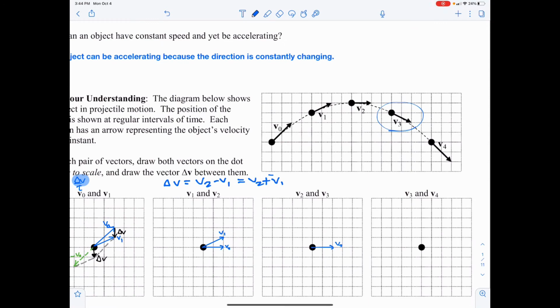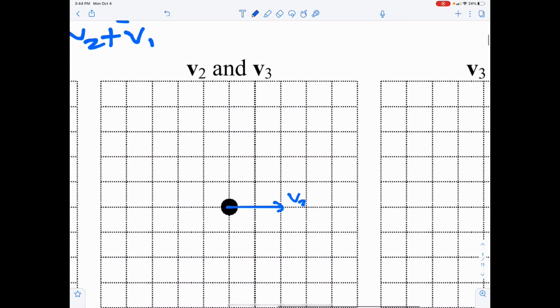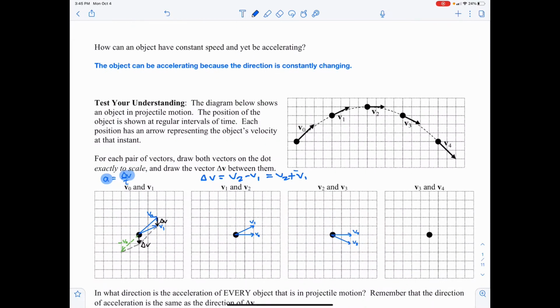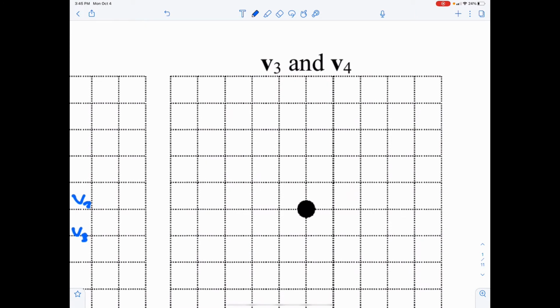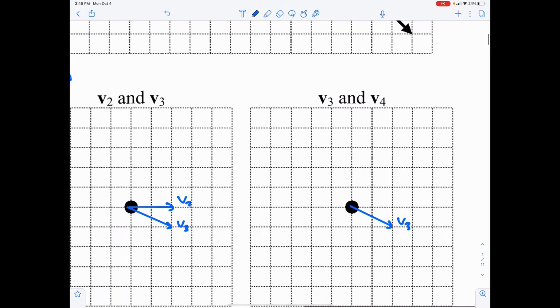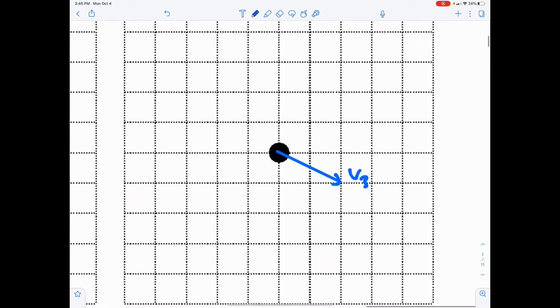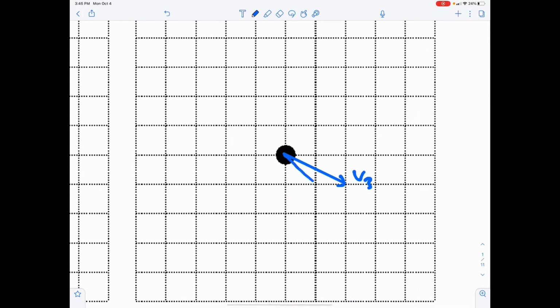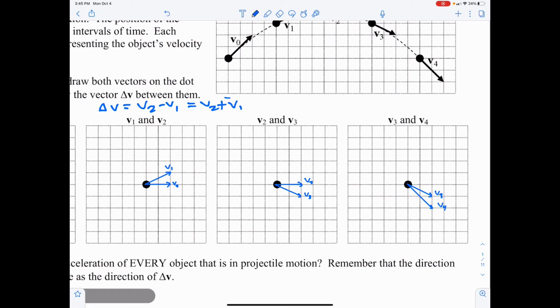V3 is going 2 units over, 1 unit down. That would be like this. There's V3. And V4 is going 2 units over, 2 units down. Just like that. Okay, so your original vectors should have looked just like this.